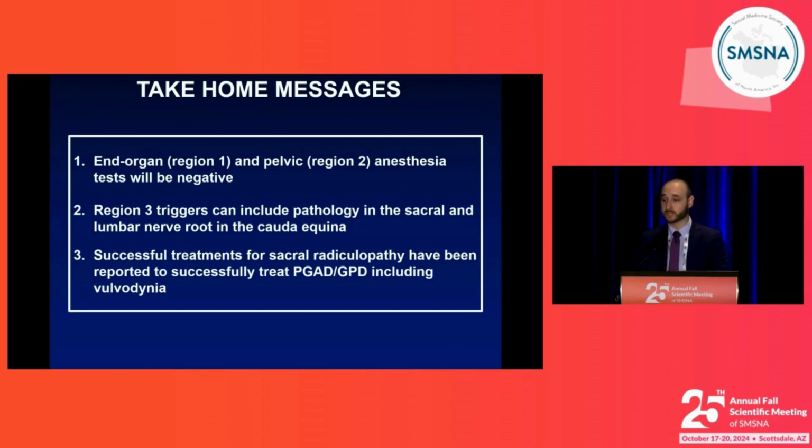So take-home messages. Region 1 and Region 2 anesthesia tests will be negative because the pathology is in the back. Region 3 triggers include pathology in the sacral and lumbar nerve roots in the cauda equina, and successful treatments for genital sacral radiculopathy have successfully treated PGAD and GPD, including vulvodynia.